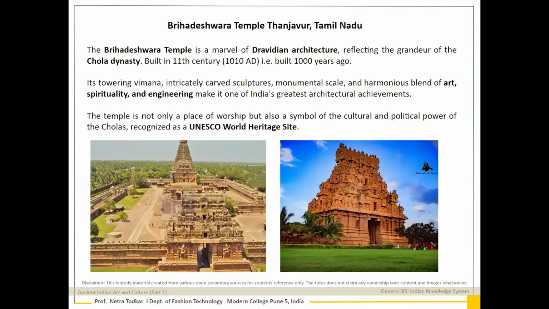This temple is a marvel of Dravidian architecture, reflecting the grandeur of the Chola dynasty. It was built in the 11th century, that is about 1000 years ago. The temple is not only a place of worship, but also a UNESCO World Heritage Site.